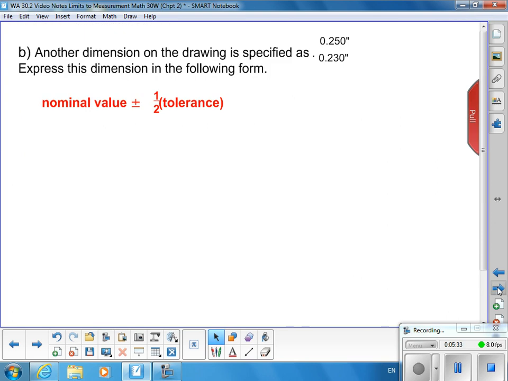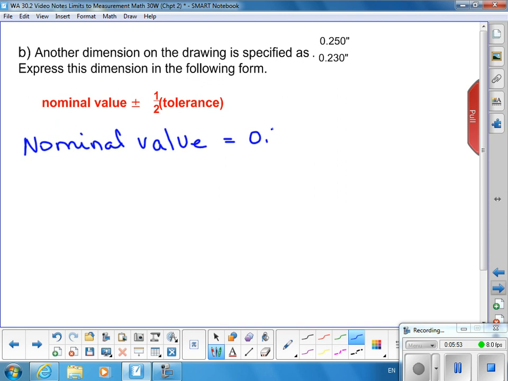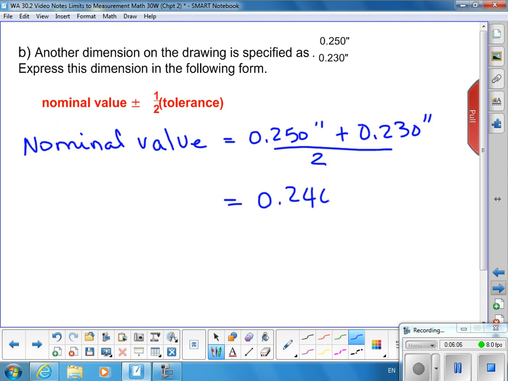Okay, another dimension on the drawing is specified as follows. Express it as the nominal value plus or minus half the tolerance. So the nominal value is halfway between the high and the low. How do you find halfway between? Well, the nominal value, it's like finding the average or the mean. You take the two measurements, the biggest measurement and the smallest measurement, add them together, and divide by 2. So your nominal value in this case will be 0.240 of an inch. Okay, so that's your nominal value.